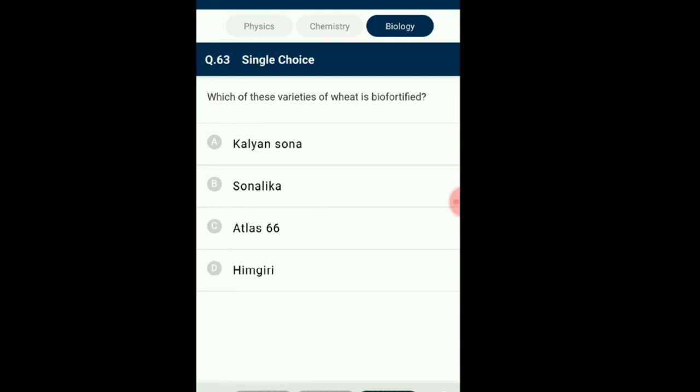Himgiri is a wheat variety resistant to plant diseases, leaf and stripe rust and hill bunt. It is obtained by hybridization. So the answer for this question is option C. Atlas 66 is a variety of wheat that is biofortified.